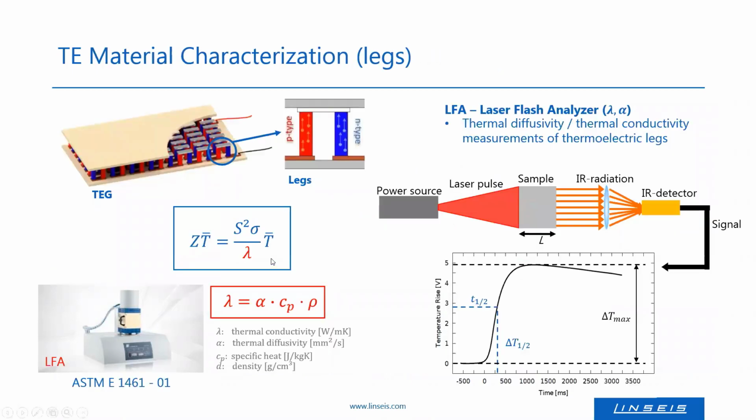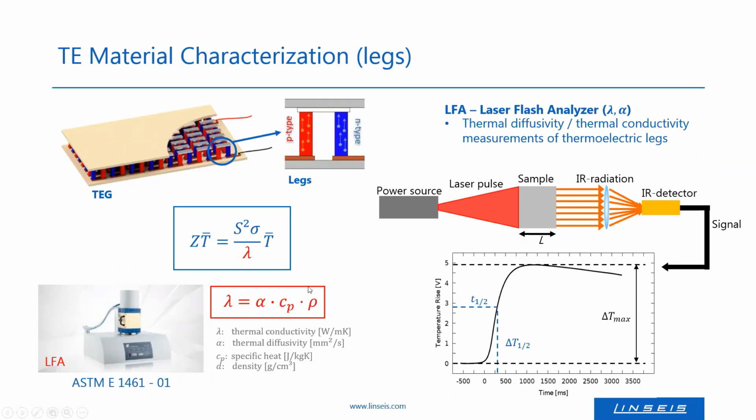So now we come a bit more into detail of the different instruments which can be used to determine thermoelectric materials. And we start with the thermal conductivity. As already mentioned, the thermal conductivity can be determined using the LFA. And the LFA firstly measures only the thermal diffusivity. And using that and the specific heat and the density of the material, one can then calculate the thermal conductivity.